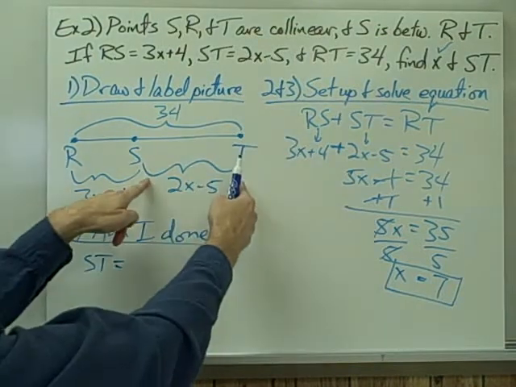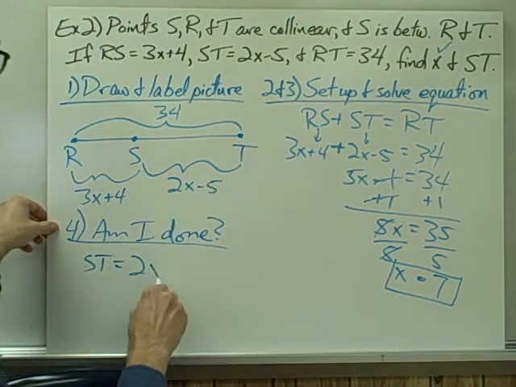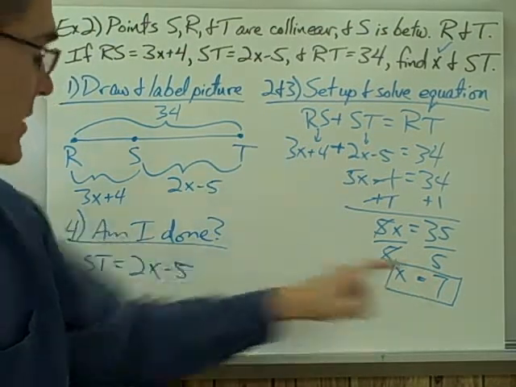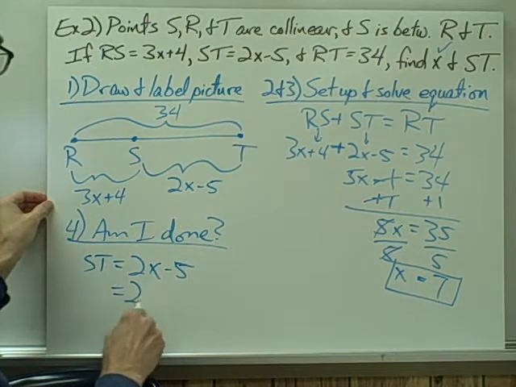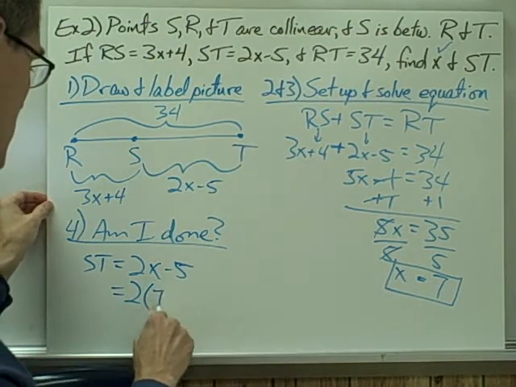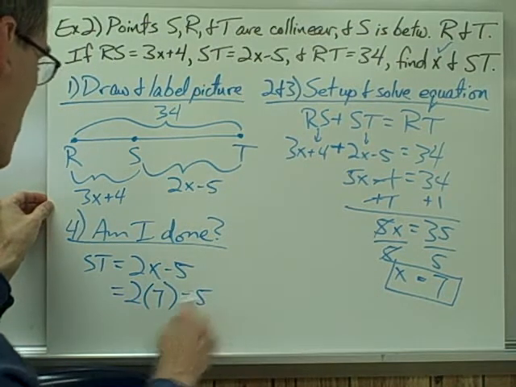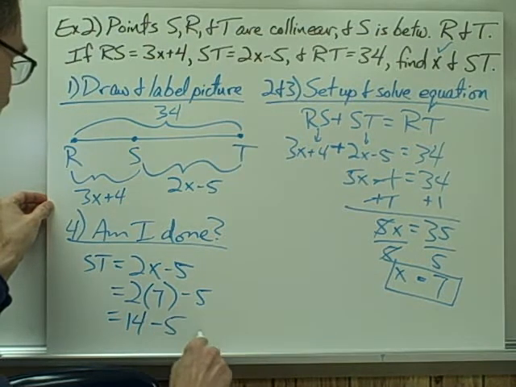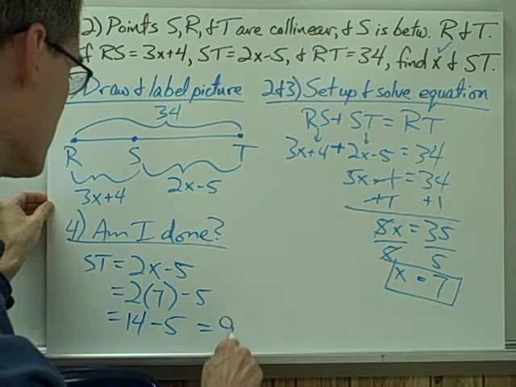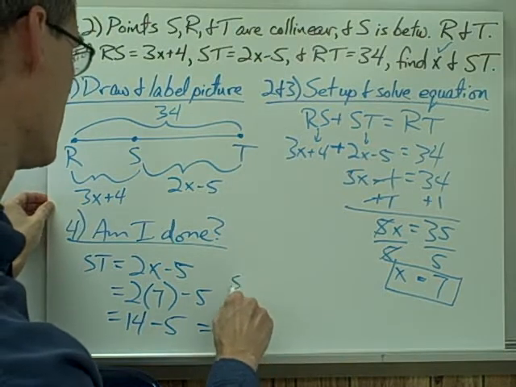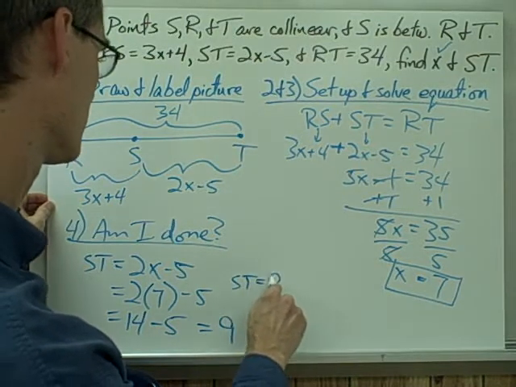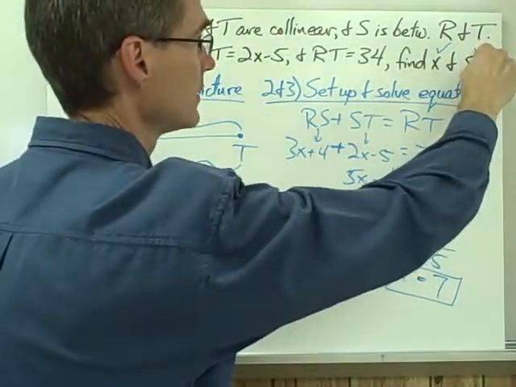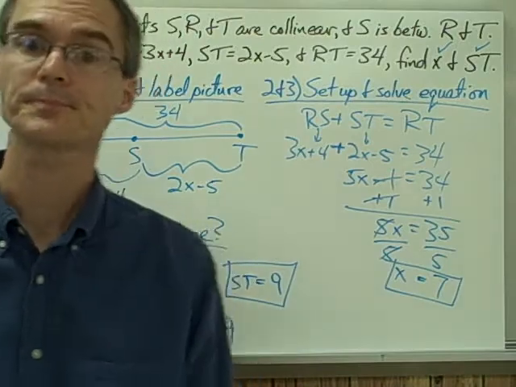According to my picture, ST is 2x minus 5. I know what x is because I just solved for it. So I can put 7 in for x, and now I just need to solve that. 2 times 7 is 14, minus 5. 14 minus 5 is 9. Therefore, ST equals 9, and I found x and ST, and now I'm done.